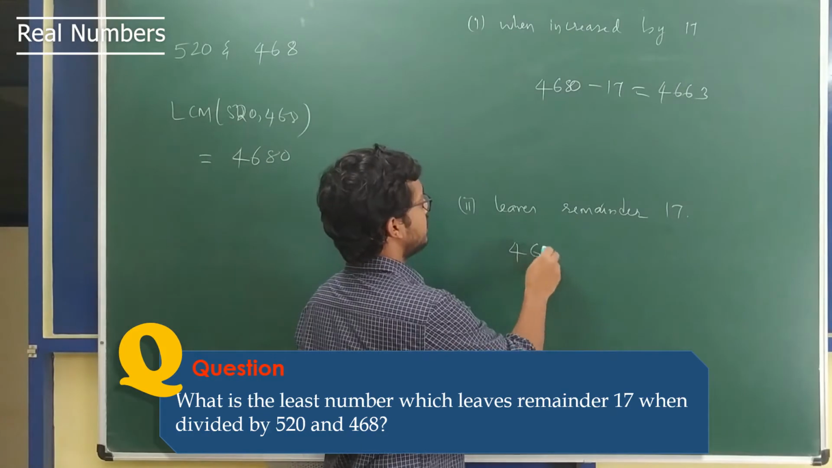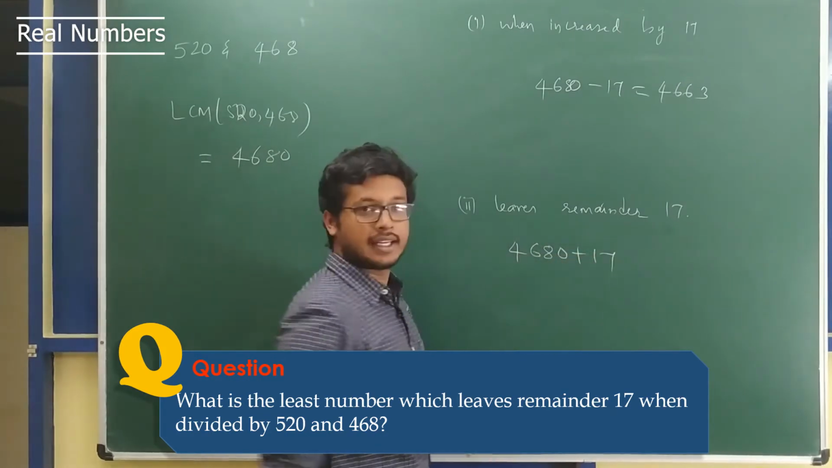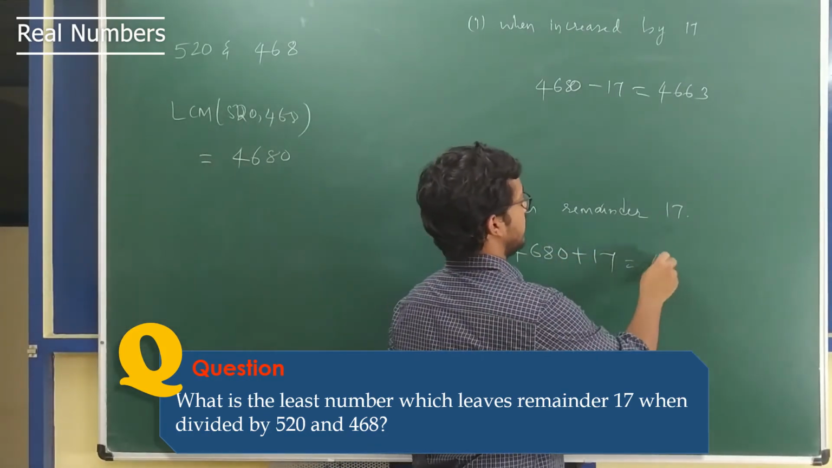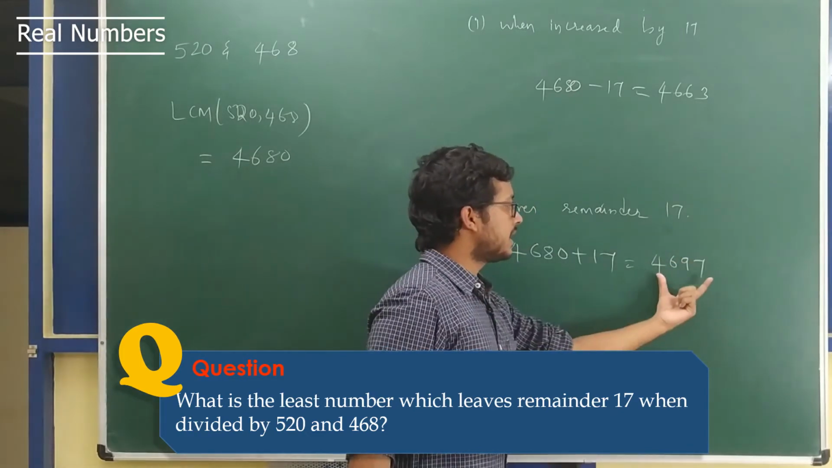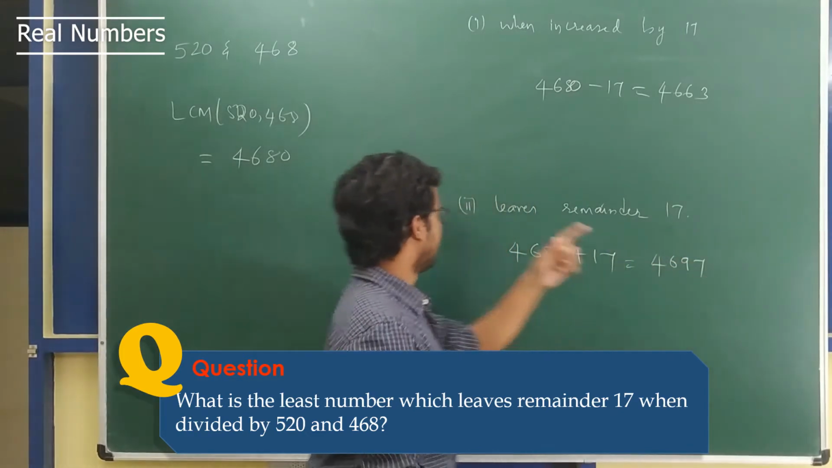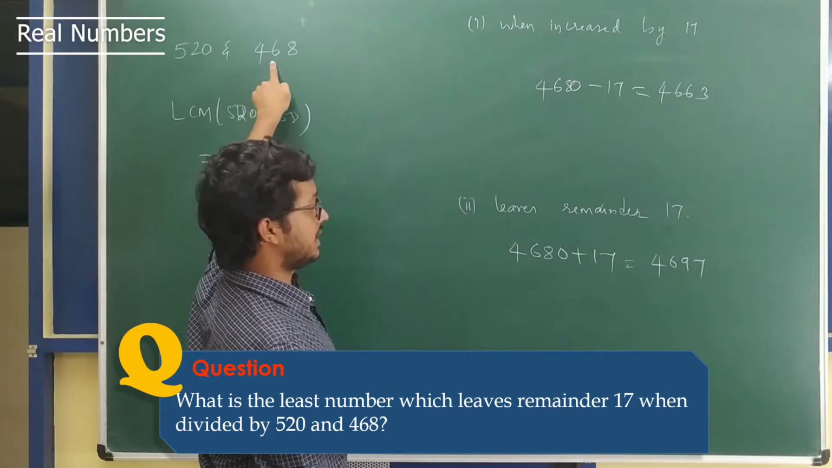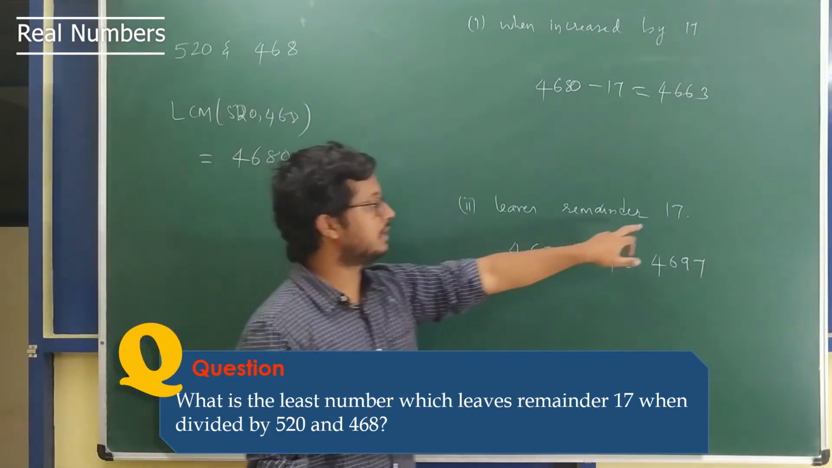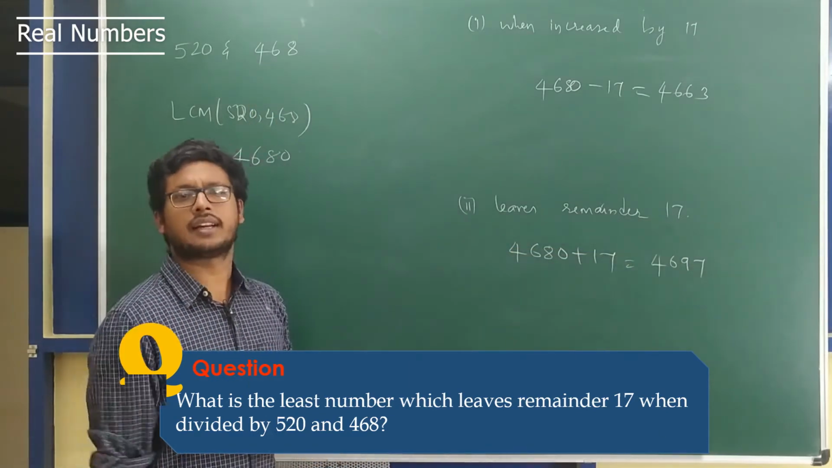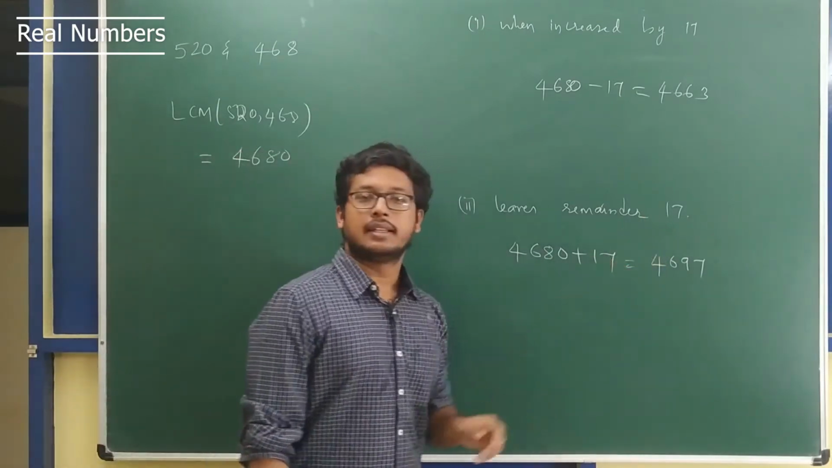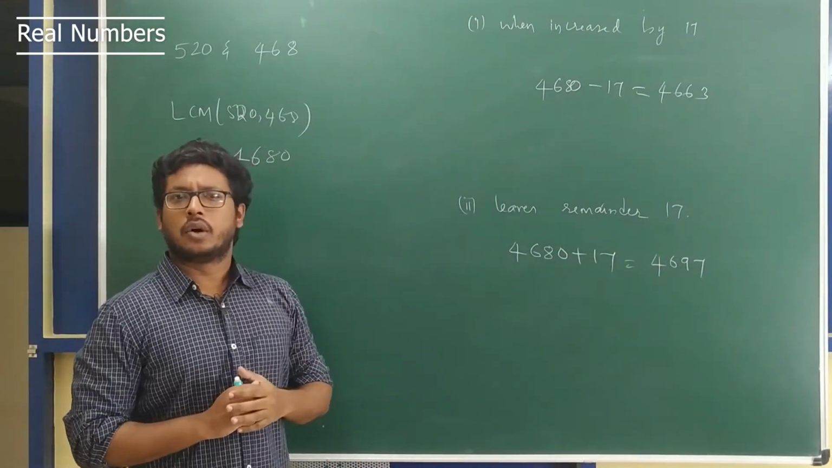What would be the number that is greater than 4680? That would be 4680 plus 17, so that would be 4697. When you divide 4697 by 520 and 468, it will give you the remainder 17. You can try this one out. That will give you remainder 17. I hope you understood this one.